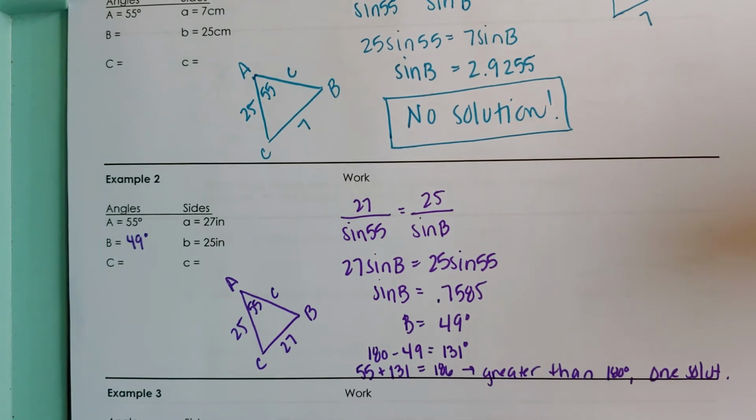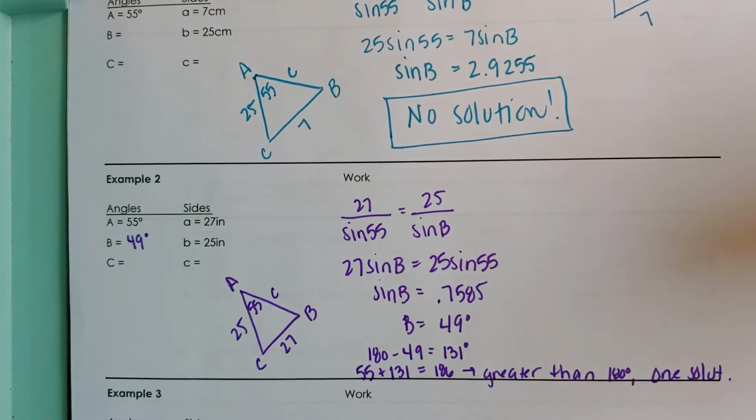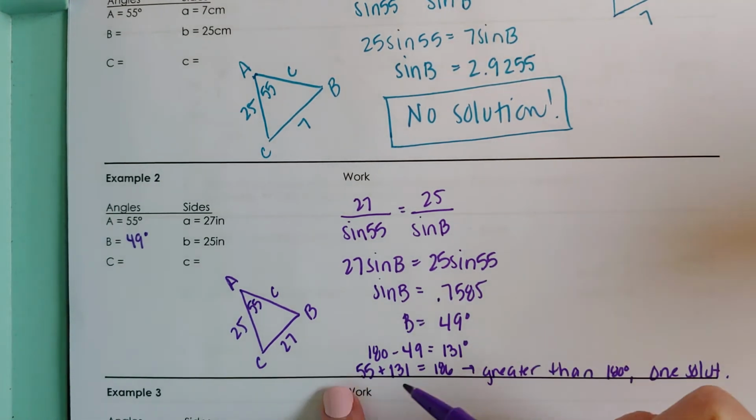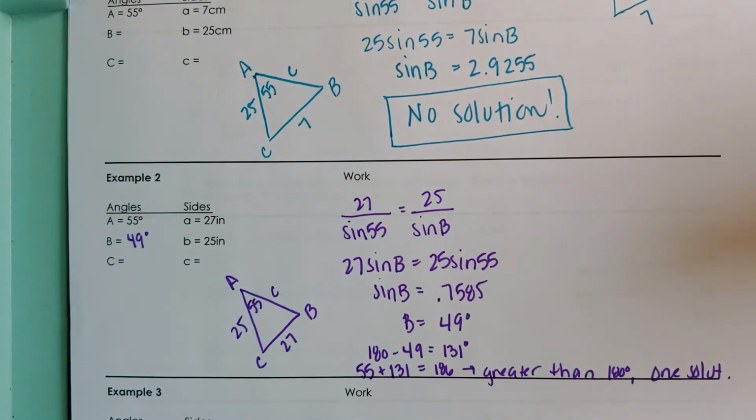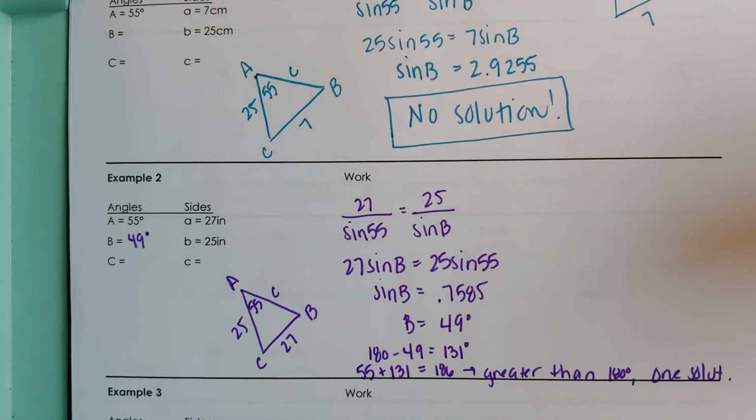That's how you know. You take your B that you found, or whatever angle you find, you subtract it from 180, that gives you your second option for that angle, so that's the 131. You need to check with the angle provided for you originally, can that even make a triangle? In this case, no, it cannot. So you don't even need to do anything for a case 2. This just has one solution, because the 131 and the 55 are too big.